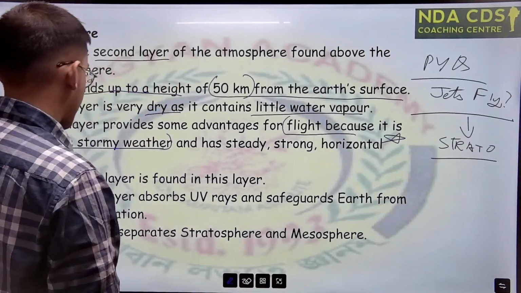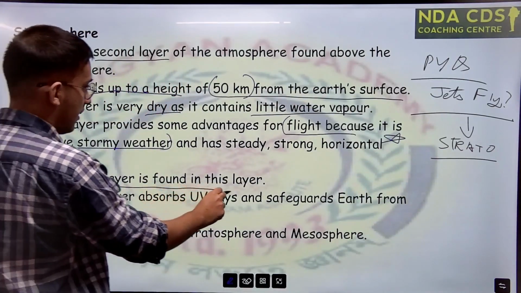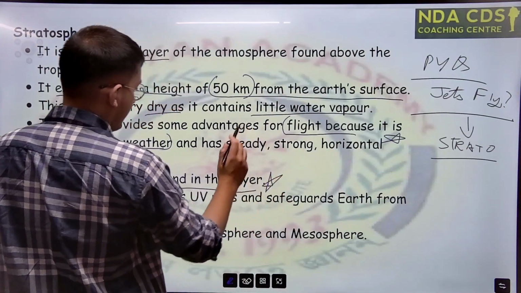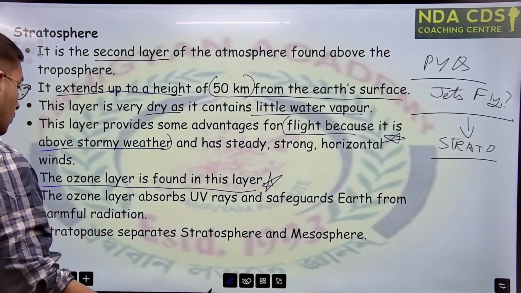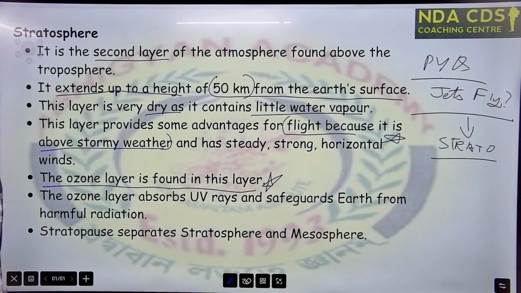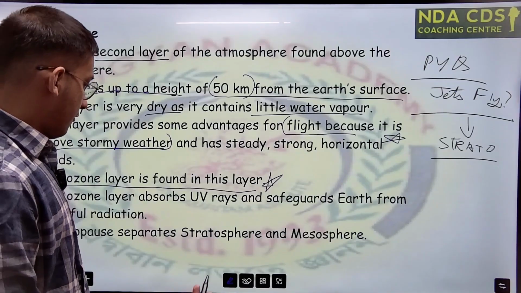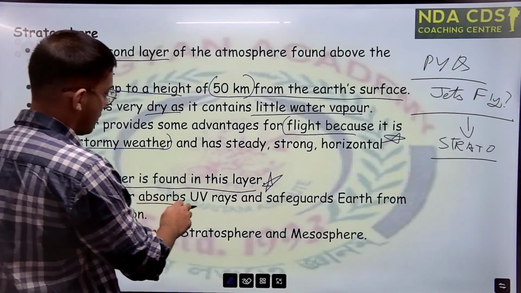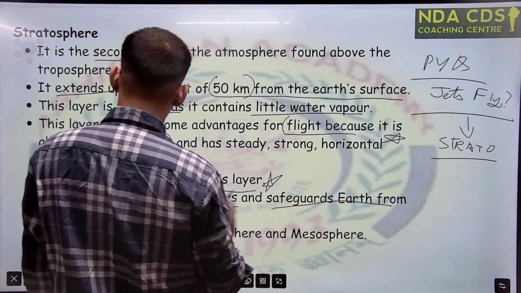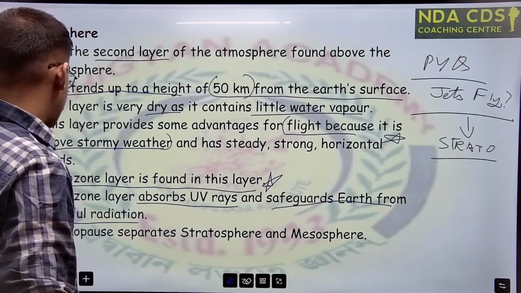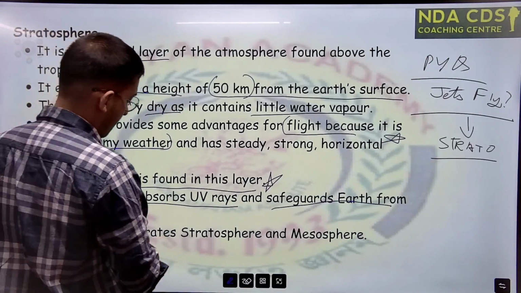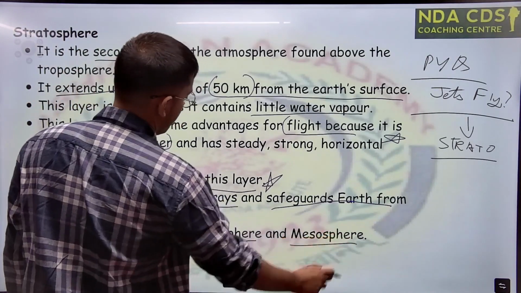Next, the ozone layer is found in this layer. Again, it's a very important point. Now we can learn about the ozone layer's main function. The ozone layer basically absorbs UV rays and safeguards Earth from harmful radiation. Then we have the stratopause. It separates the stratosphere and mesosphere.